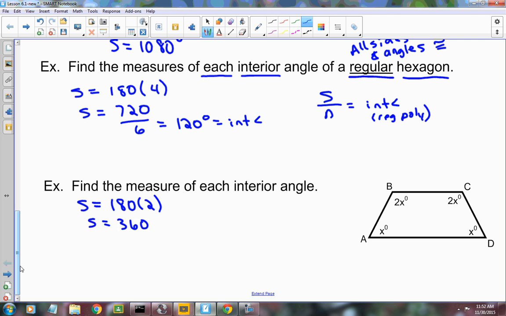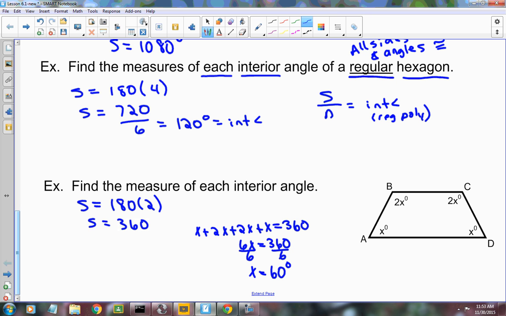What am I going to have to do to find x? Add all the angles together and set it equal to 360. So I've got x plus 2x plus 2x plus x equals 360. So that's 6x equals 360. I divide both sides by 6, and x is 60 degrees. But it's asking me to find each interior angle, right?